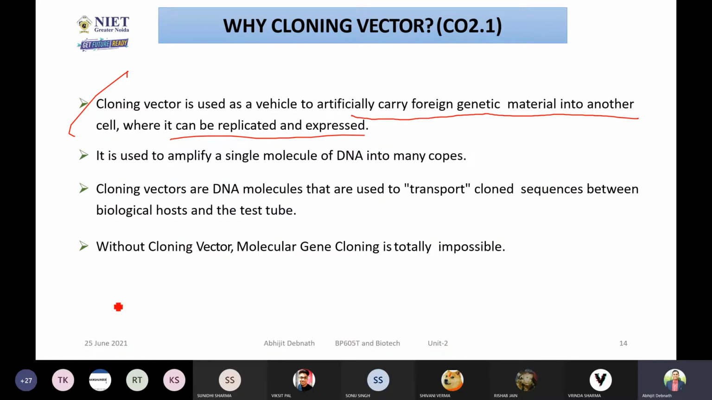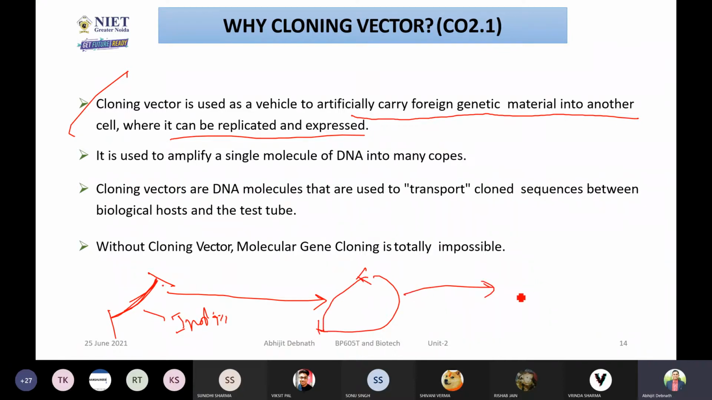For example, in the case of insulin that you have seen, during insulin making in our body there are some genes which are responsible for making insulin. What we did was take that insulin gene out and insert it into a vector. When that vector is expressed, this gene will be first transcribed and then translated. After translation it will create the protein, and that protein will be the insulin protein. That is why the cloning vector is used.